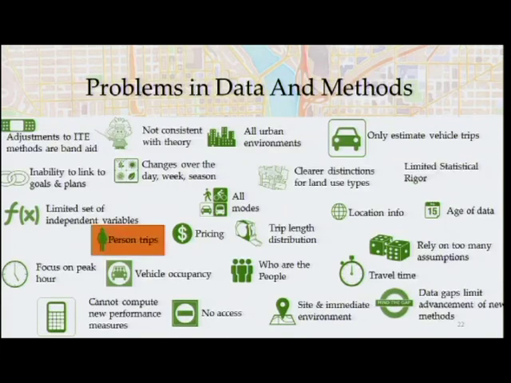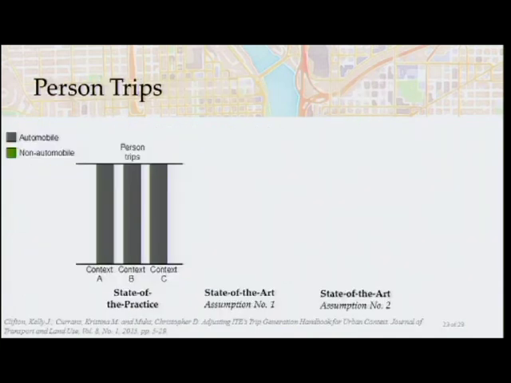The next thing I wanted to talk about is person trips, because we're actually moving to a more person trip oriented method. So instead of just focusing on cars, we want to focus on overall activity and the modes with which you travel. And that provides a little bit more flexibility. But there are some assumptions that we make when we're doing this.